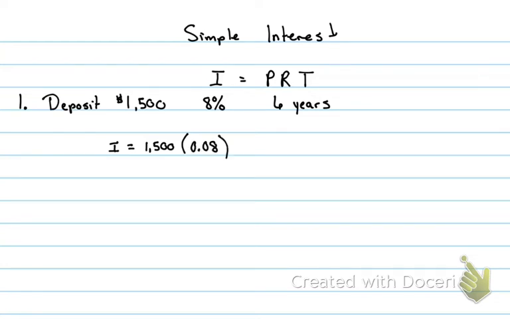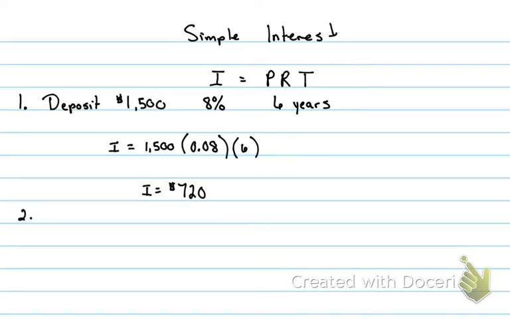Did you say 0.08? Because if you say 0.8, that's 80%. Okay. Times, can I just plug in 6? Is that time in years? Okay. Yes, it is. All right. So what's 1,500 times 0.08 times 6? Interest is how much? Pretty good. $720.